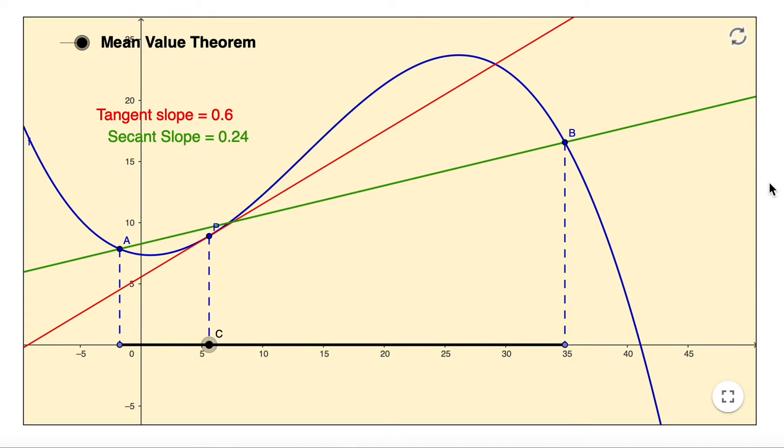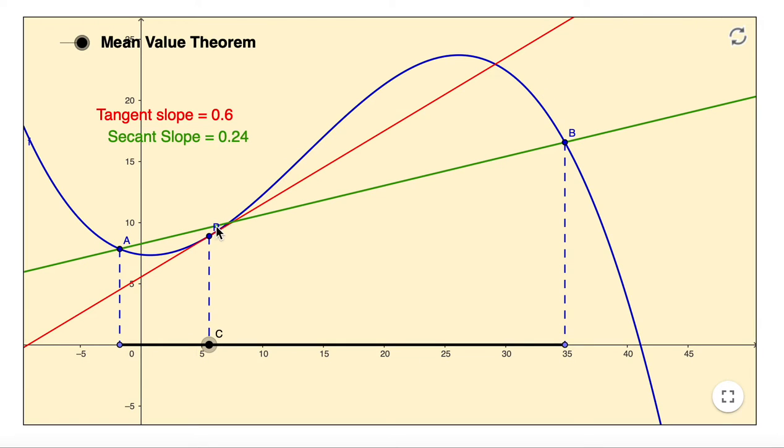So we're looking at the mean value theorem, and what the mean value theorem states, first of all, is that we have to have the condition of smooth and continuous. So this graph is smooth and continuous in the bounds that we're going to look at. We're going to look at between A and B. The graph is smooth and continuous.